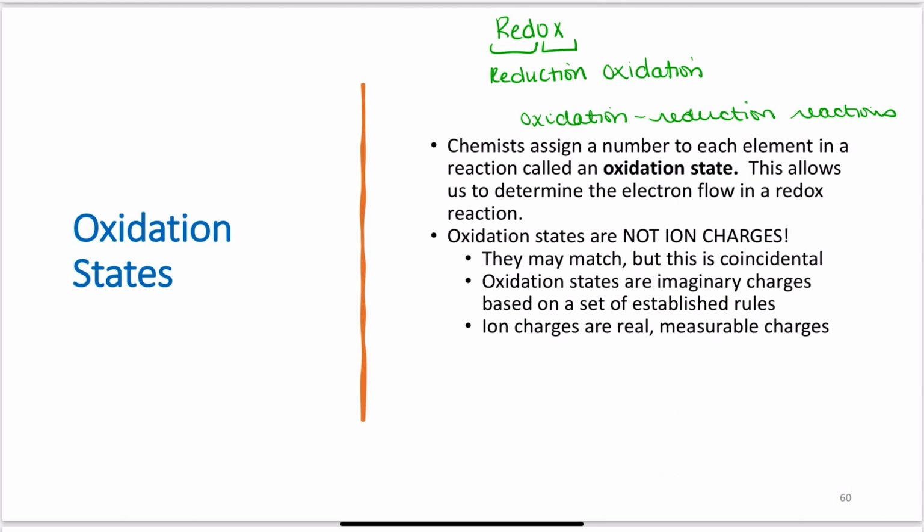Oxidation states are not ion charges. They often match, so don't get that confused in your head. When I say iron has a +2 oxidation state, that means it also has a +2 charge. That's coincidental. Oxidation states are imaginary charges based on a set of established rules that we have developed to be able to describe the transfer of electrons within a reaction. Ion charges are real, measurable charges.